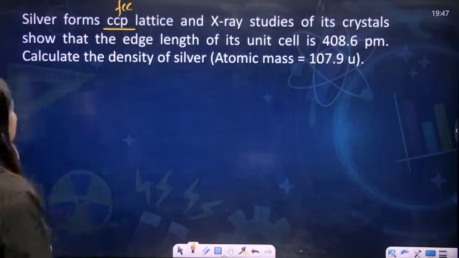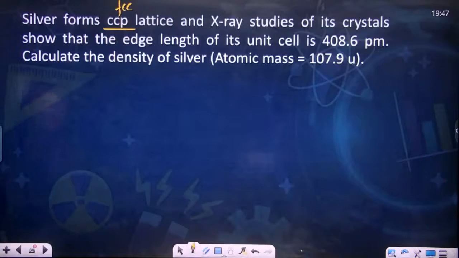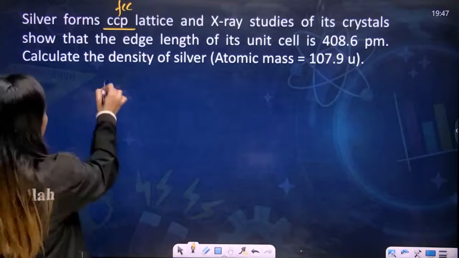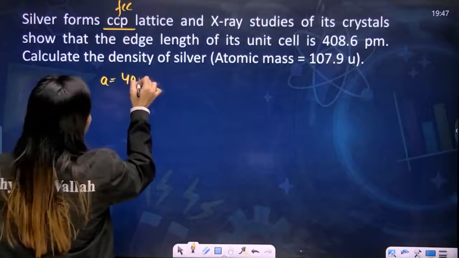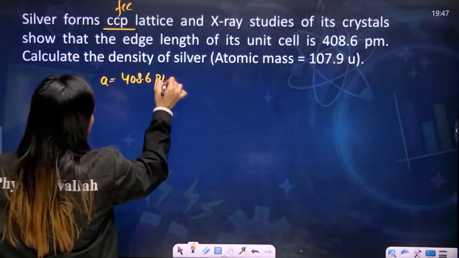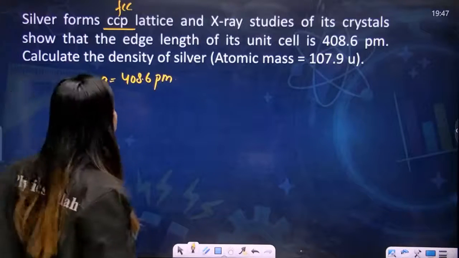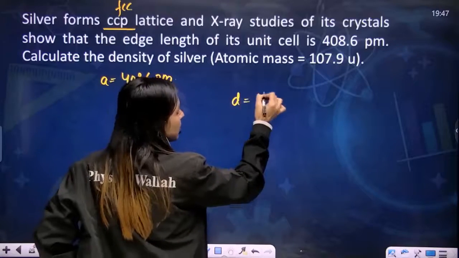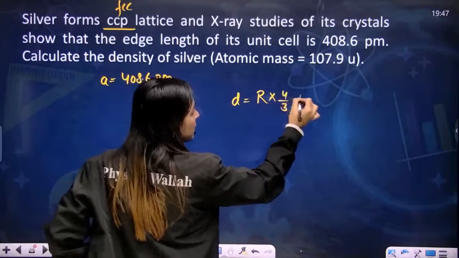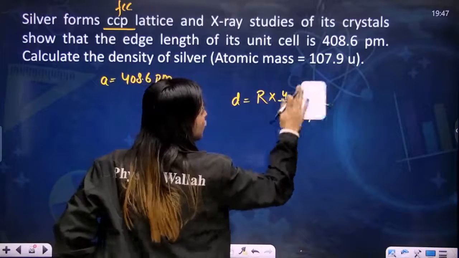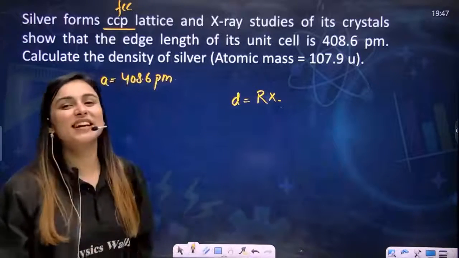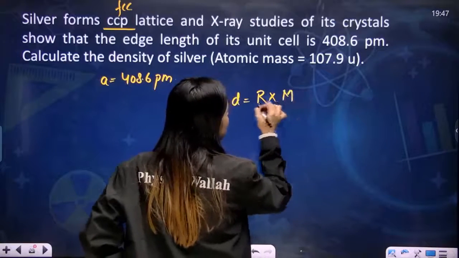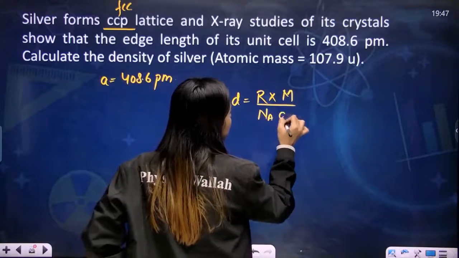Okay, so silver forms FCC lattice, and X-ray studies of its crystal show that the edge length of its unit cell is 408.6 picometers. You have to calculate the density of the silver. I know that density is rank into 4 by 3 pi r cube. Sorry, I started writing the formula for packing fraction. Density is R into molar mass upon Avogadro number into A cube.